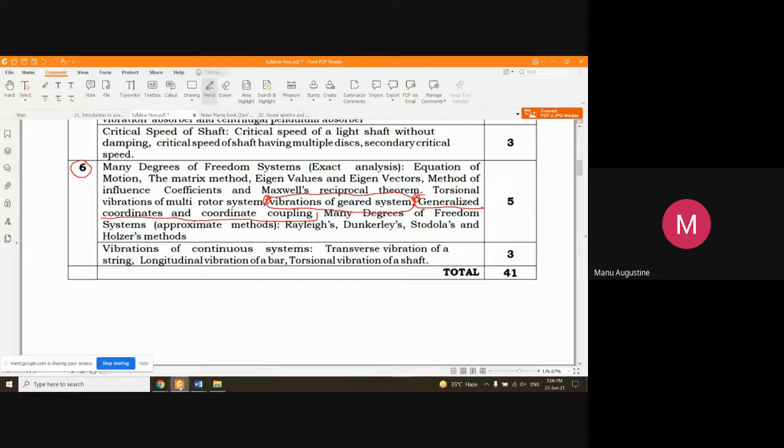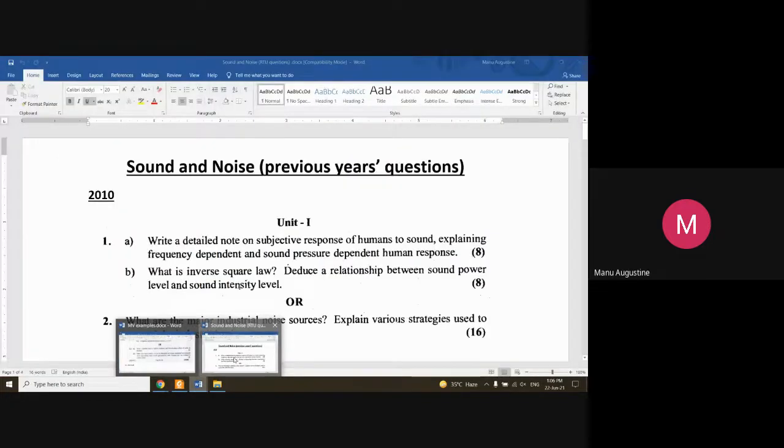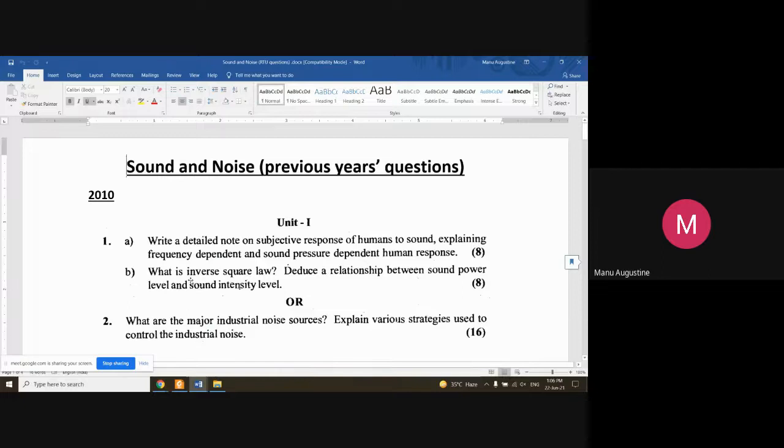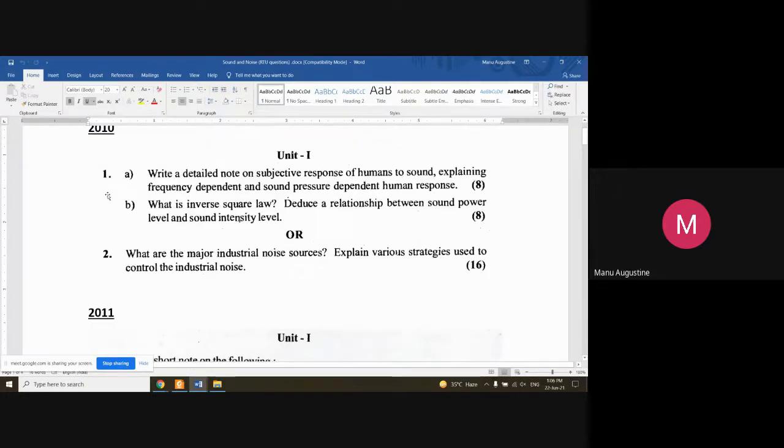And let me show you one more thing. I have made a small collection of questions that have appeared in your RTO exams over the past few years. So you can say I have made a survey from the year 2010. These were the questions that were asked. See, what is inverse square law?